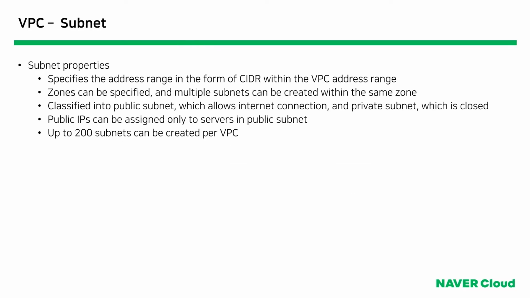This time, let's take a look at subnet. For subnet, the address range is specified in the form of CIDR within the IP band specified upon VPC creation. You can specify a zone when creating subnets, and you can also create multiple subnets in the same zone. Subnets are largely divided into public subnets that enable external communication, and private subnets that only allow internal communication. Public IPs can only be assigned to servers in public subnets. Currently, up to 200 subnets can be created for each VPC.